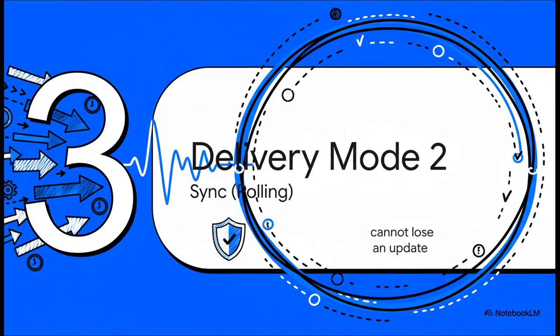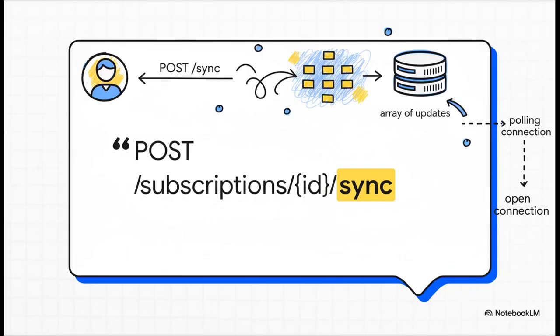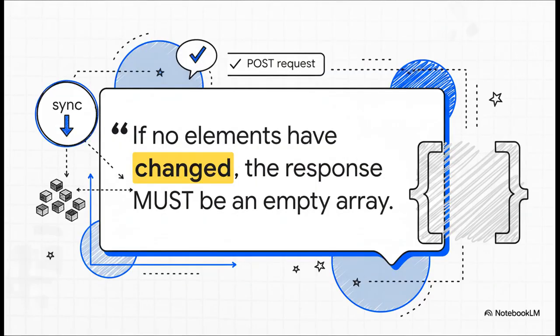That brings us to our second option, sync mode, which works with polling. So instead of that always-on open connection, with this method, your client actively polls the server. You make a POST request to a sync endpoint, and the server hands back an array with all the updates that it's queued up for you since the last time you checked in. And here's the really clever bit. When you make that POST request, you're not just asking for new data. You're also telling the server, hey, I got the last batch you sent me. It's an acknowledgement. So if you call sync again and nothing has changed, the server knows you're up to date and just sends back an empty array.